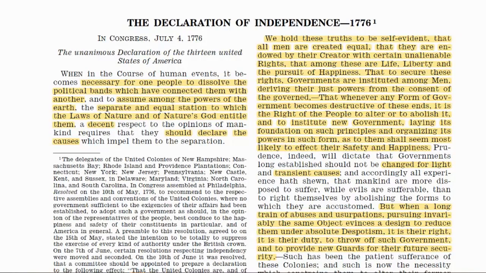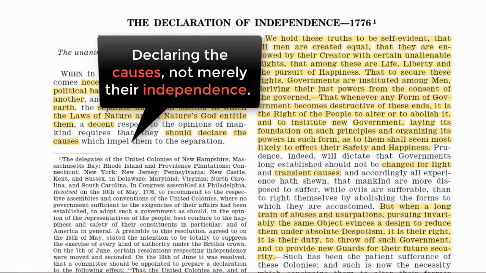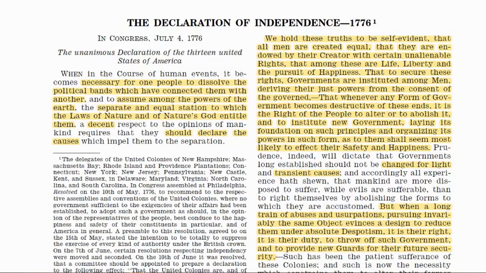Well, that respect requires that they should not only declare their independence, but they should declare the causes which impel them to separation. And impels is a very strong word. It sort of means forced, right? It forces them. So keep that in mind. What this document is doing is declaring the causes, not merely declaring independence. In fact, you could argue that the title itself with the signatures does that.